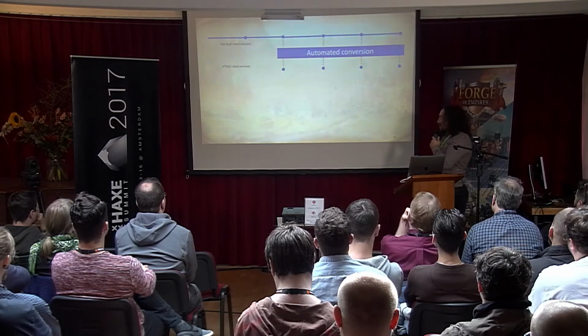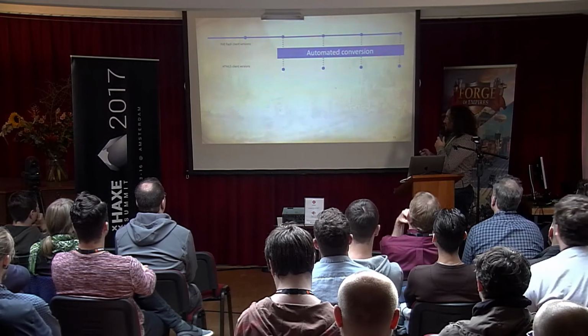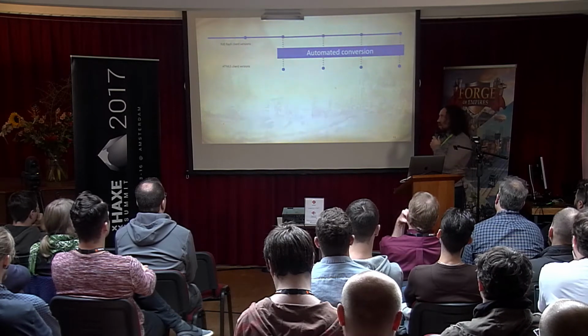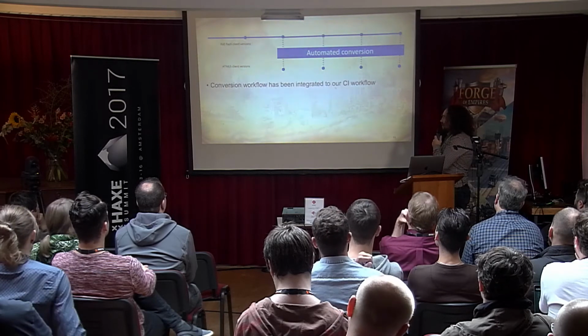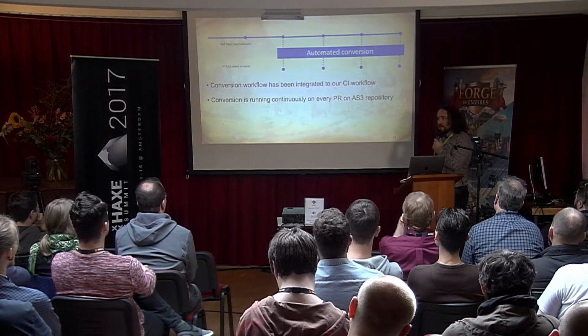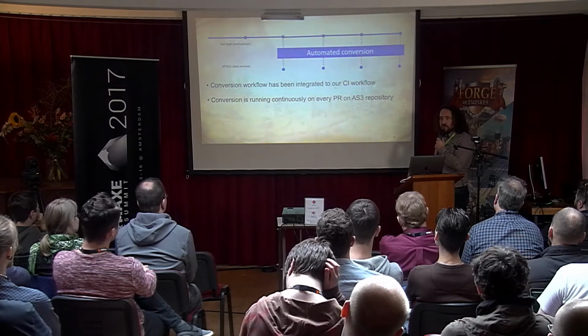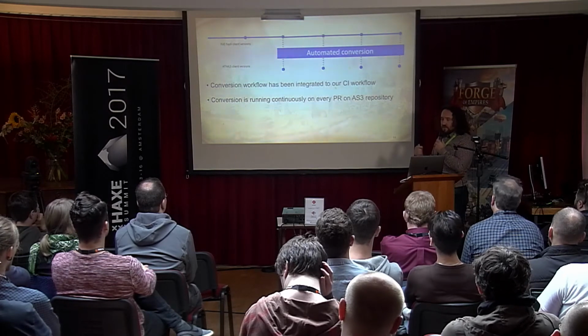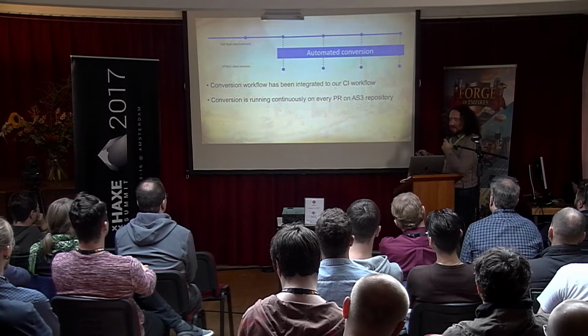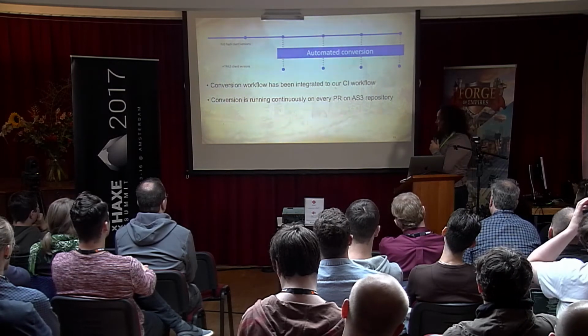Basically, if these are the versions of ActionScript code, we just run them through the automated conversion, and we get runnable HTML5 clients. The conversion workflow is integrated into our continuous integration now, so we run the conversion on every pull request on the ActionScript 3 repository, so we can immediately validate if the changes in ActionScript 3 break the conversion. This is not something that happens often, because the workflow at this point is quite robust and it's working very well for us.